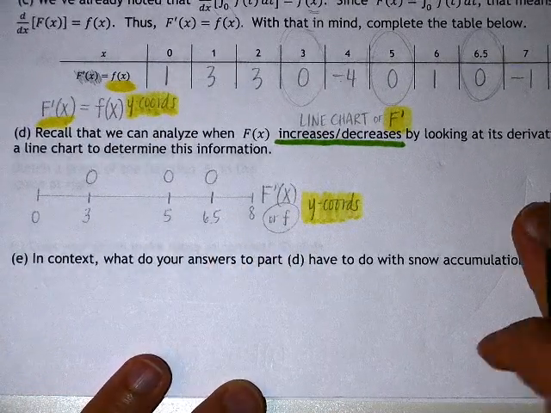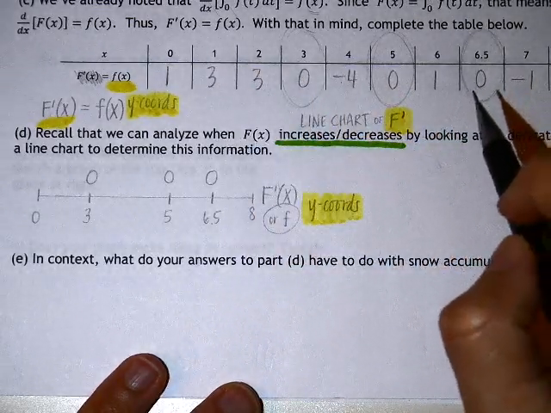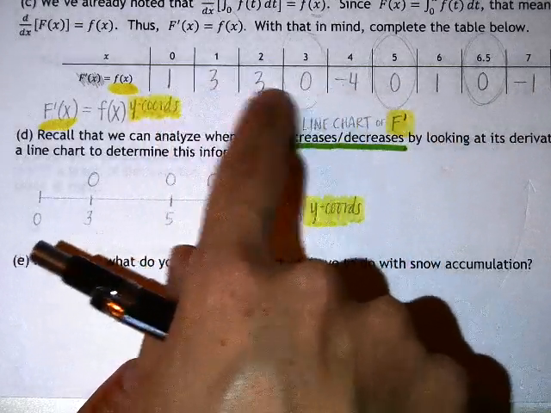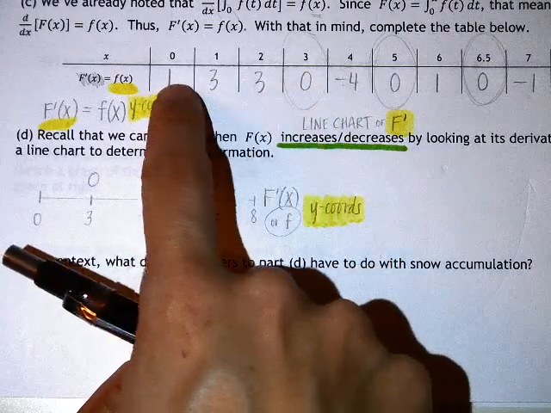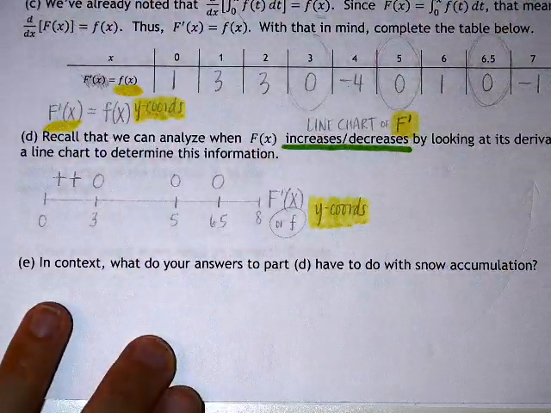So I'm going to do some test points. The beauty of test points on a table is you don't really have to plug anything in, because you don't have a function to test. You're just looking at the numbers themselves on the table. From 0 to 3, all of these are positive numbers, thus a plus sign in that section of the line chart.